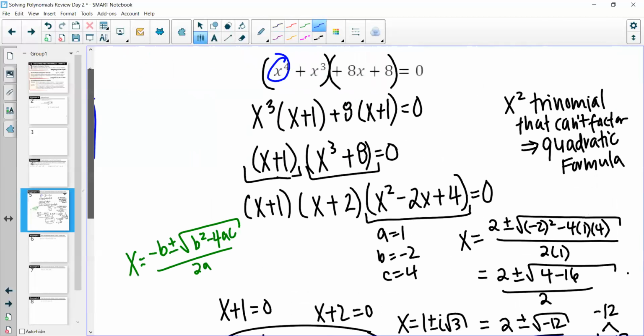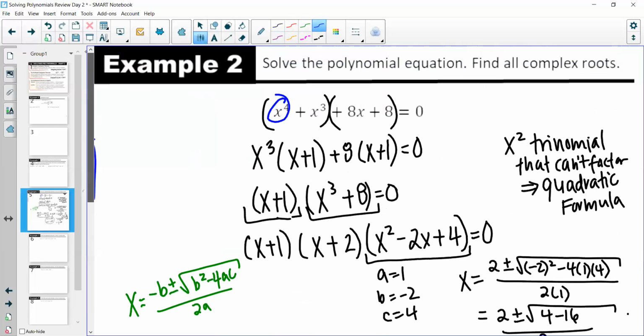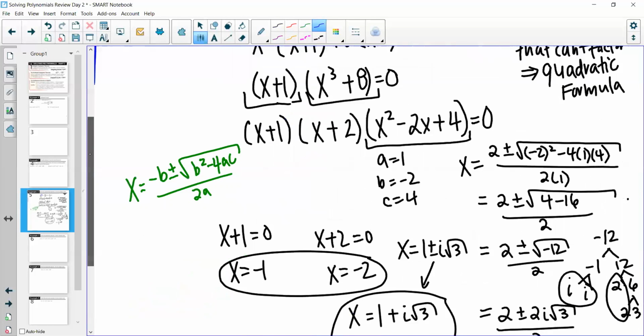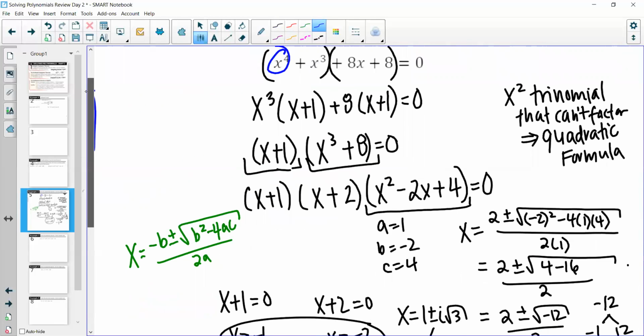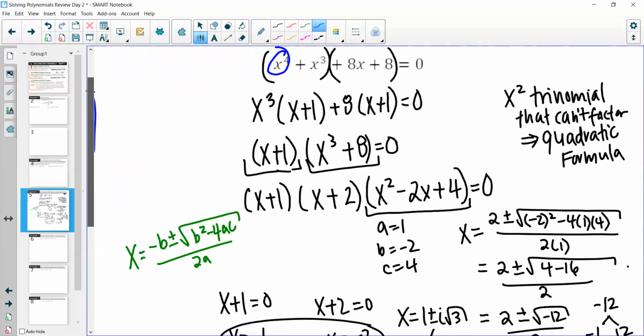So whenever we're trying to find these solutions, the reason why we always want to try to factor is because we can really only find those complex or radical solutions when we factor. We can't find them using the rational root theorem. So we're always going to try to factor first. And if one piece factors, then we're going to continue on. Now, anytime that I see an x squared minus 2x plus 4, or any x squared trinomial that can't factor, we're going to use the quadratic formula.